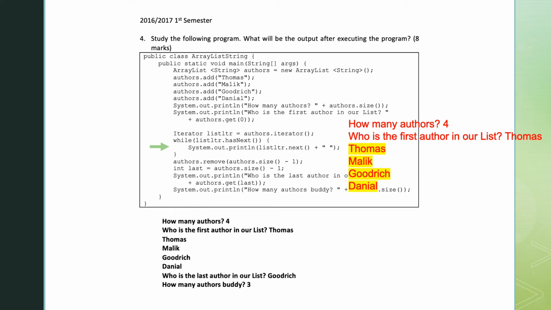Then we have the iterator. We have iterator list equal authors.iterator. So that means that it will iterate over the collection, and our collection is the authors. We have the while loop, so it will go through the collection as long as we have the next value. And then inside the while loop, we have system.out.println list.next. So it's going to go through index 0, index 1, index 2, and so on until it has gone through the collection. So it will display Thomas, Malik, Goodrich, Daniel.